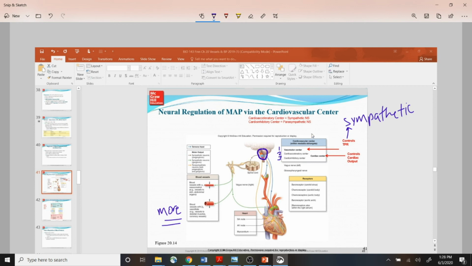The cardioacceleratory center is part of our cardiac center. Now, the cardiovascular control center has three things involved with it: a vasomotor center and a cardiac center. But the cardiac center is broken down into a speed-up center, the cardioacceleratory center, and a slow-down center. The speed-up center, guess what, is controlled by the sympathetic nervous system. Well, I should say, it's not controlled by the sympathetic nervous system.